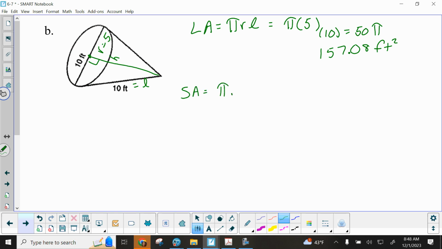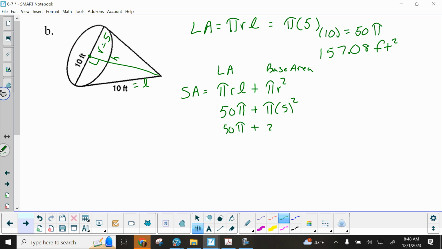All right, surface area. Taking that lateral area, and that's going to add on that base. And the base, once again, is the shape of a circle. So lateral area, base area. So this was 50 pi, and now I'm adding on pi r squared, so that's 5 squared. So 50 pi plus 25 pi. This would be the exact, the 75 pi. And then if I just multiply by pi, I get 235.62 feet squared.